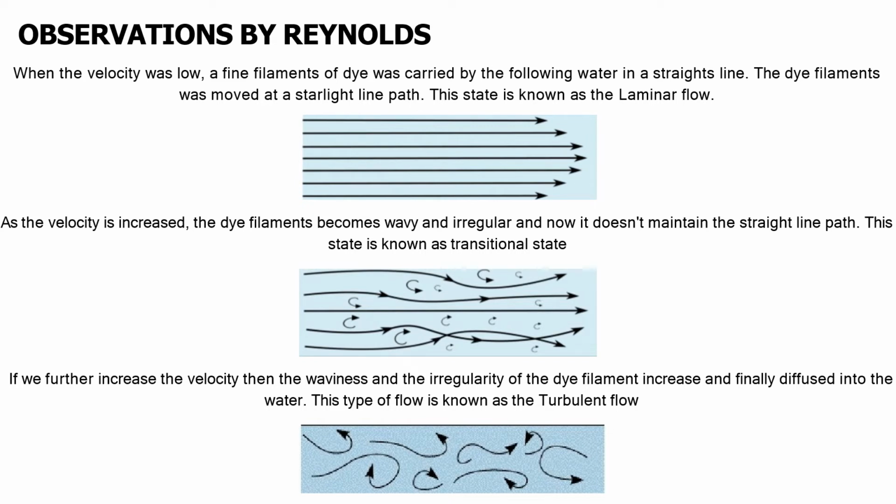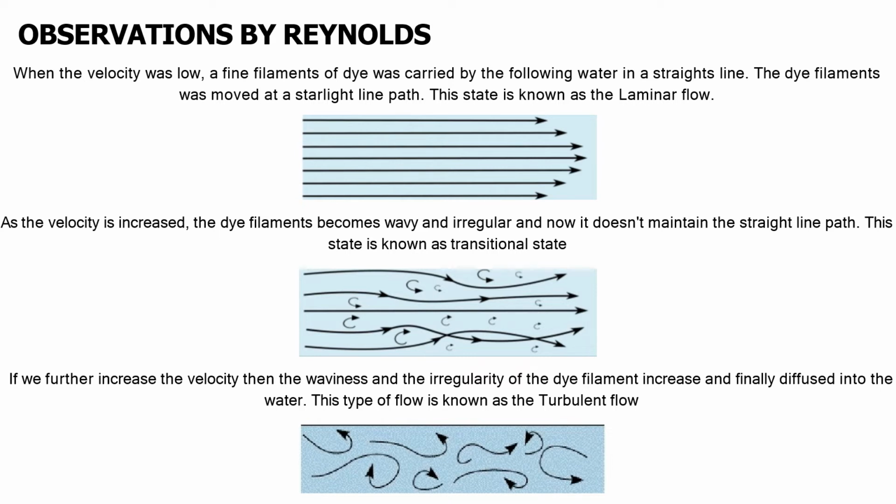So, laminar flow. When the velocity was low, a fine filament of dye was carried by the flowing water in a straight line. The dye filament was moving in a straight line path. This state is called laminar flow. So in laminar flow, the filaments move in a straight line path.